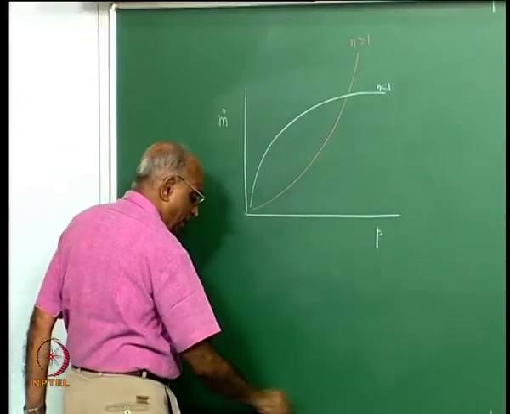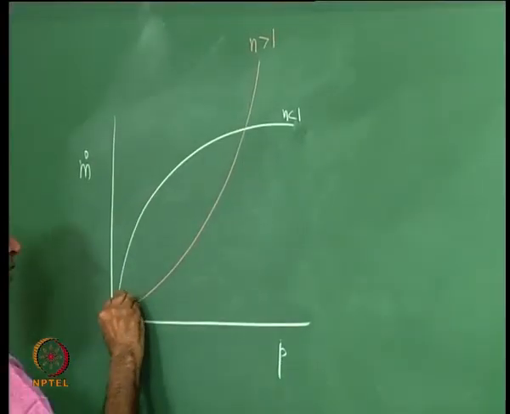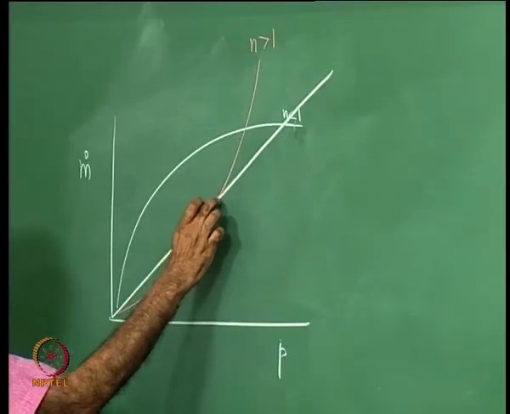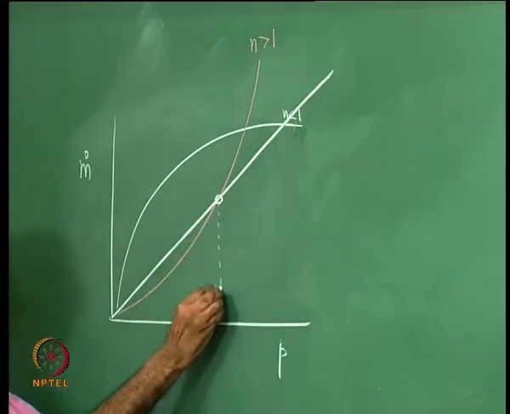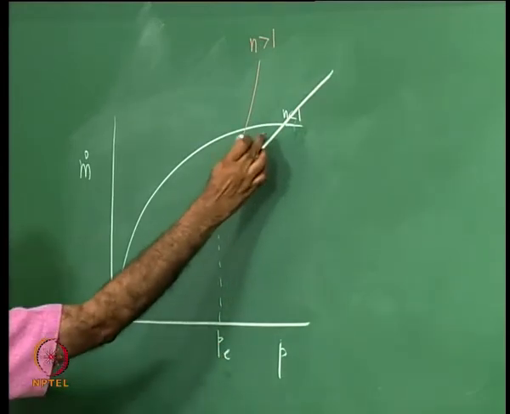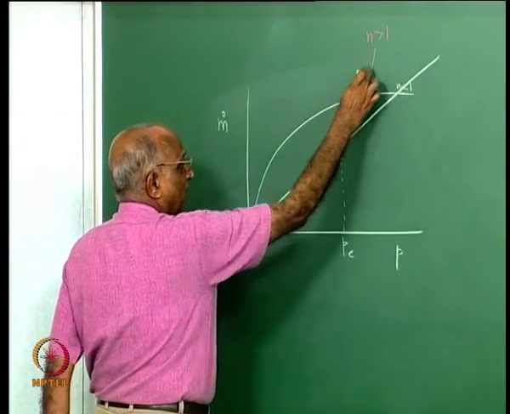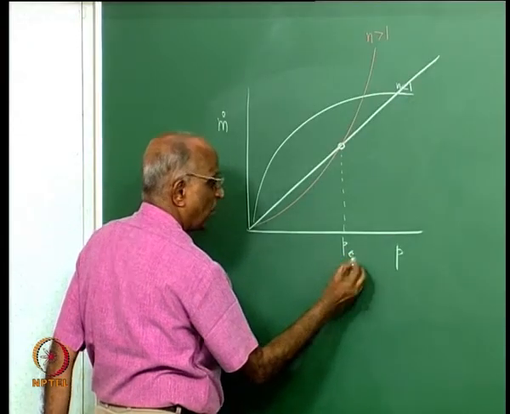And what is the rate at which mass is leaving the nozzle? I show it by a white line again, maybe the curve is like this. Now we find that for n greater than 1, the mass leaving the nozzle is the same at this point. Therefore this will correspond to, let us say, the equilibrium pressure for the case when n is greater than 1. The red line is for n greater than 1, therefore P equilibrium corresponding to, let us say, case 1.